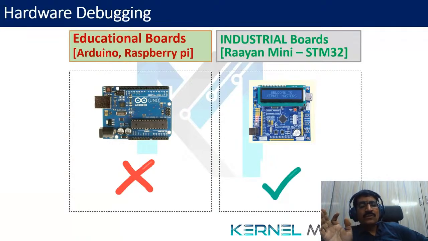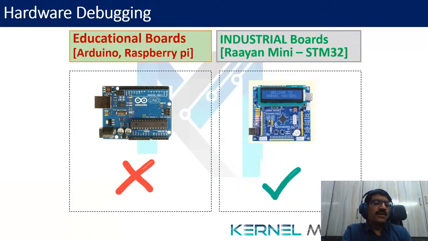That's why it is not an industrial board. Industrial embedded boards give a lot of opportunities. If you understand the bug clearly and you are able to fix it, it's very important. That's why hardware debugging is an important feature.